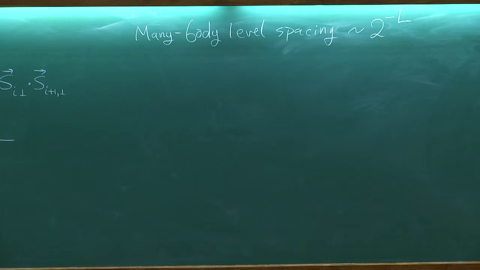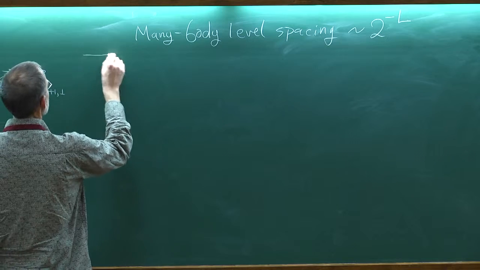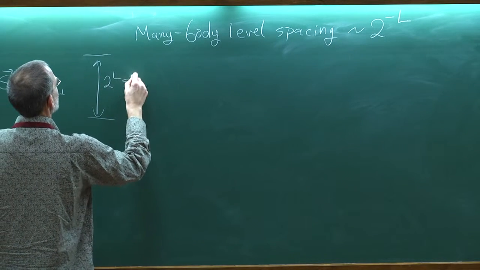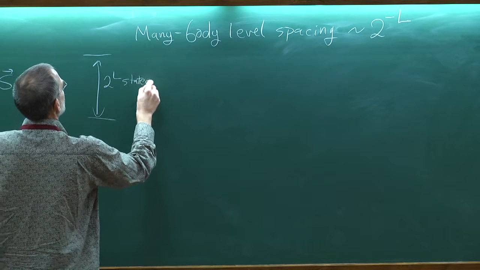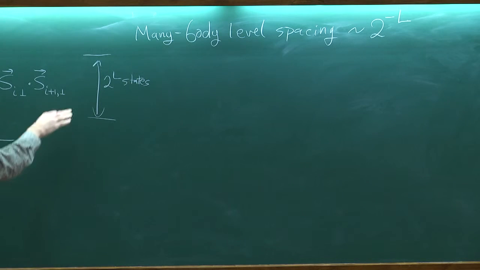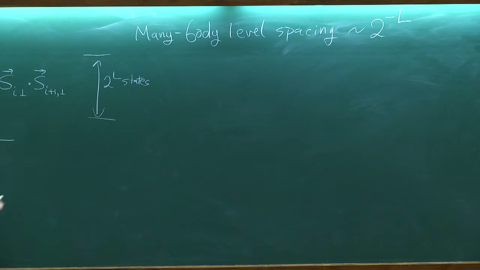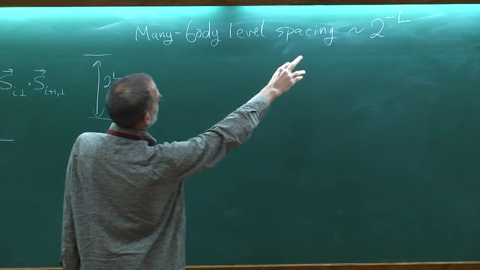Okay, so that's a many-body level spacing. I have this energy range inside of which I have 2 to the L states, which are randomly placed. This is just Poisson distributed energies to first approximation. I'm assuming they're just completely random. So that's the many-body level spacing.